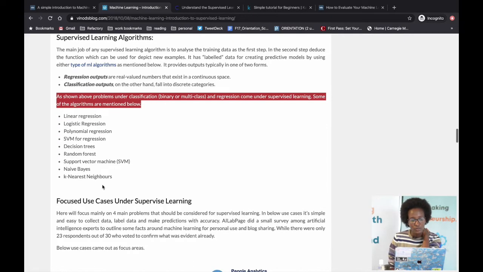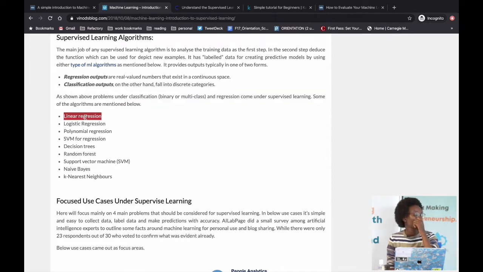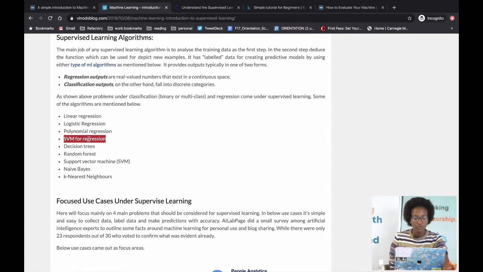All right, so these are the algorithms that you're going to start learning. You see linear regression, logistic regression, polynomial regression, support vector machines for regression, decision trees, random forests, support vector machines, naive Bayes. I've never known how to say these words.